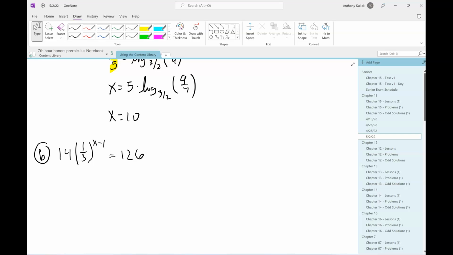Example B. What should we do first here? Good, divide by 14. So when I do that, I get 9.